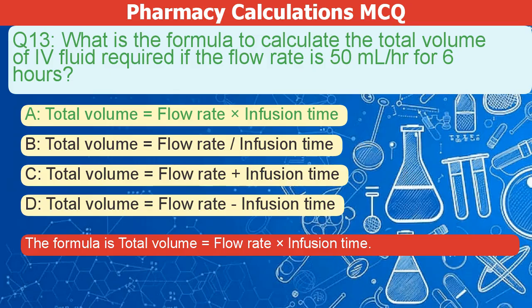The correct answer is A. The formula is total volume equals flow rate times infusion time.